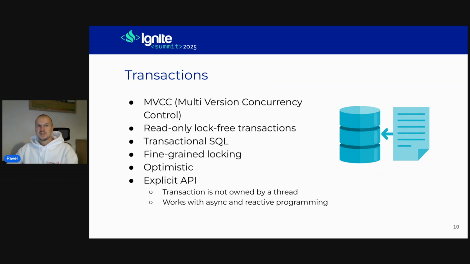Transactions. Transactions use a brand new protocol based on MVCC, multi-version concurrency control, which replaces two-phase commit in previous versions. This new protocol improves performance and enables things like read-only transactions and transactional SQL. The API is more explicit now. Every transactional operation accepts a transaction parameter. We do not rely on ambient context, such as thread locals, so you can use a transaction across multiple async calls or multiple threads.